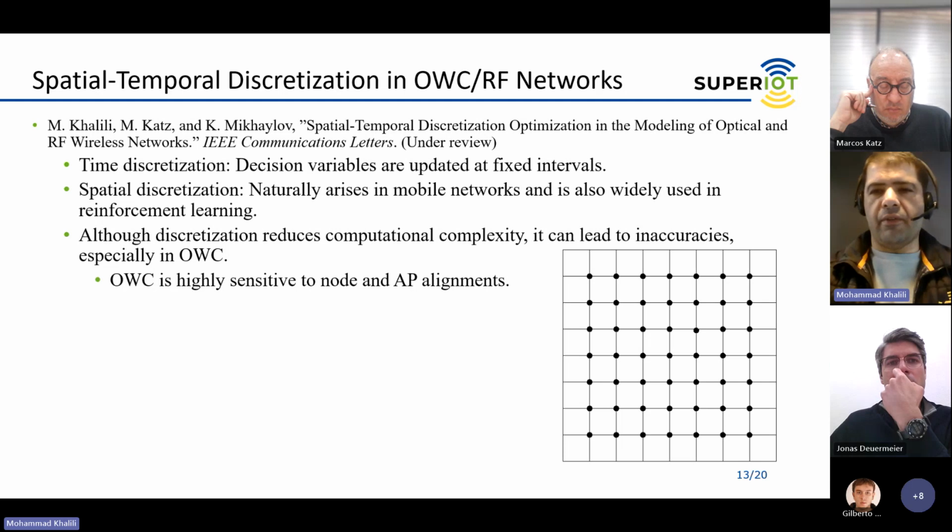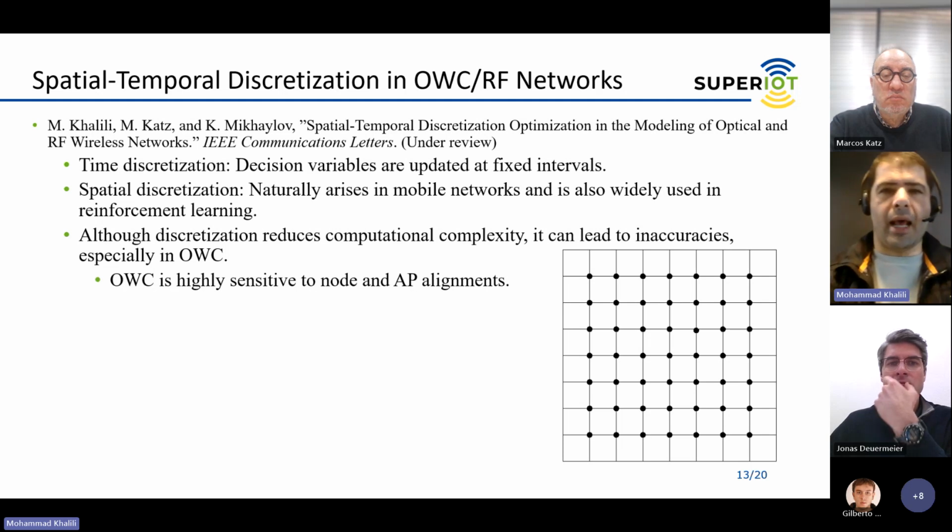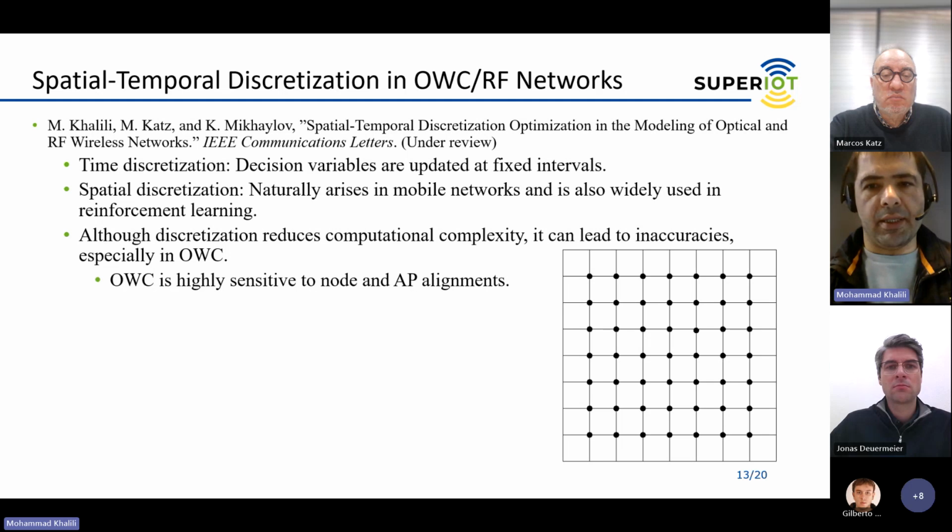We checked the effect of this discretization in OWC and RF networks, and our results show that in optical networks we need 40% more discretization to have the same results, the same SNR, as radio frequency.